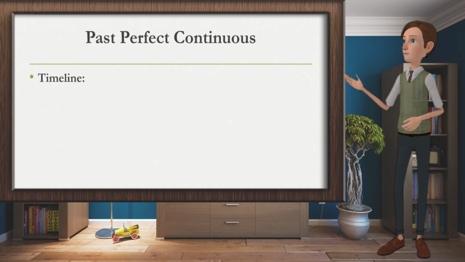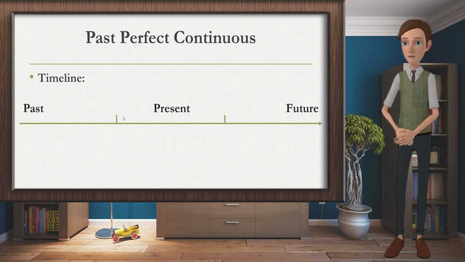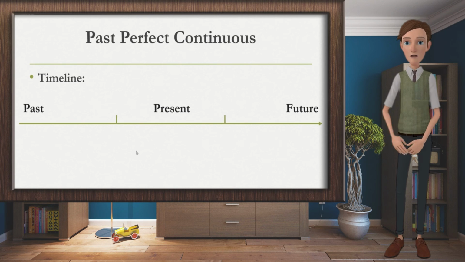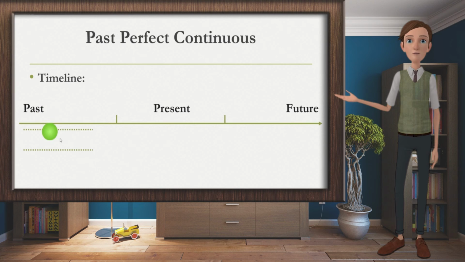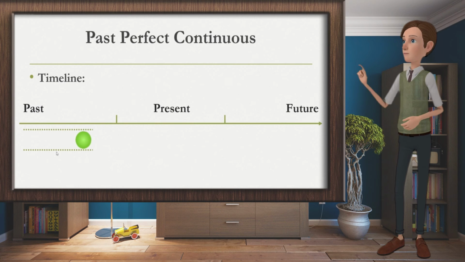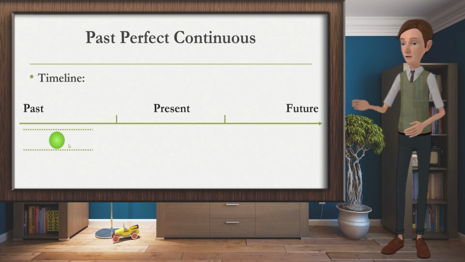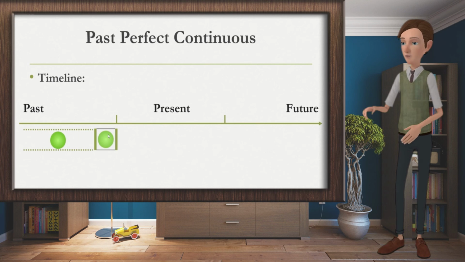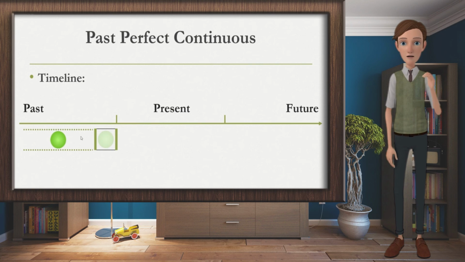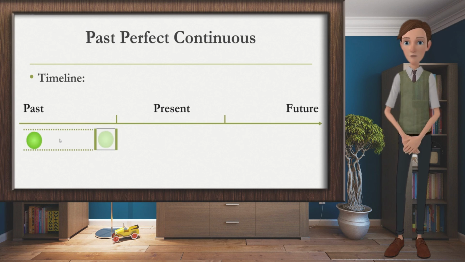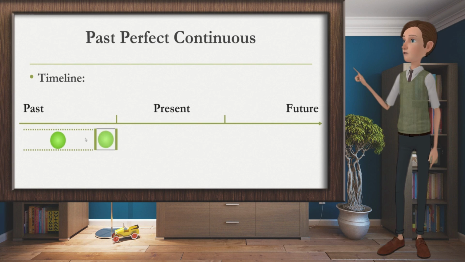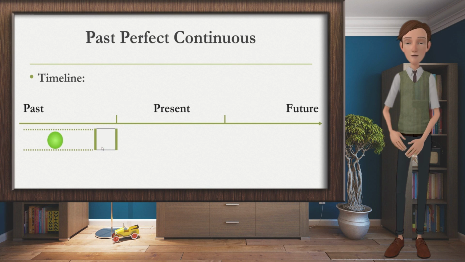Past perfect continuous in the timeline. From the past, present to the future, where is the past perfect continuous? It's here. It's a continuous action that is happening before another action. So it's an action that is happening continuously, an action that took a duration of time until another action happened after it.